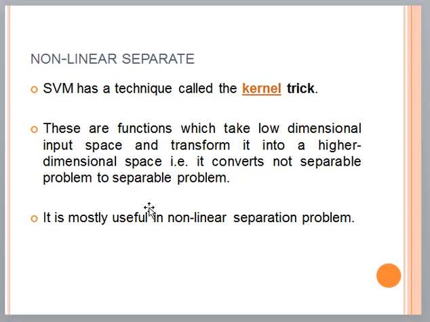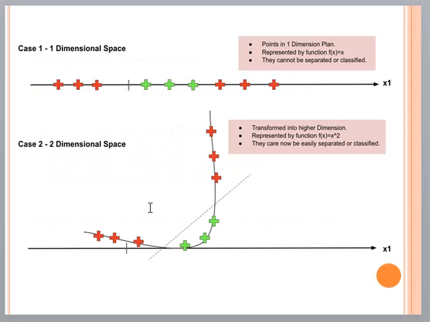So SVM has a technique which is called a kernel trick. These are functions which take low dimensional input space and transform it into a higher dimensional space. So the basic objective of a kernel function is to transform low dimensional data into higher dimensional data, for example 3 dimensions. That is, it converts a non-separable problem to a separable problem, right? It is mostly useful in non-linear separation problems, the kernel trick.